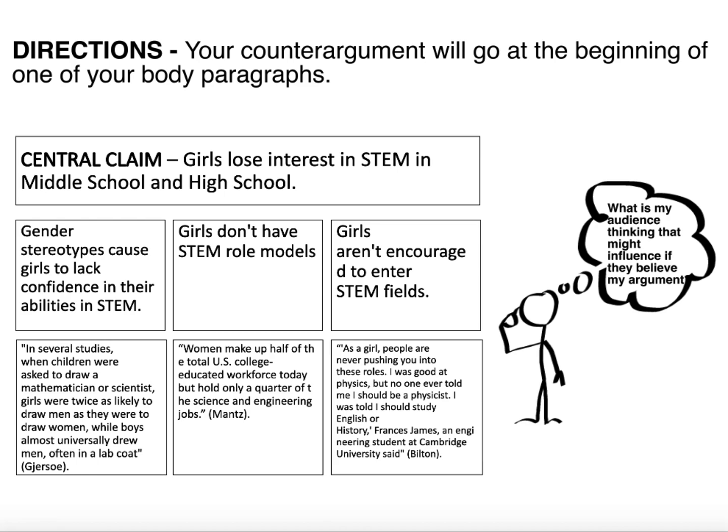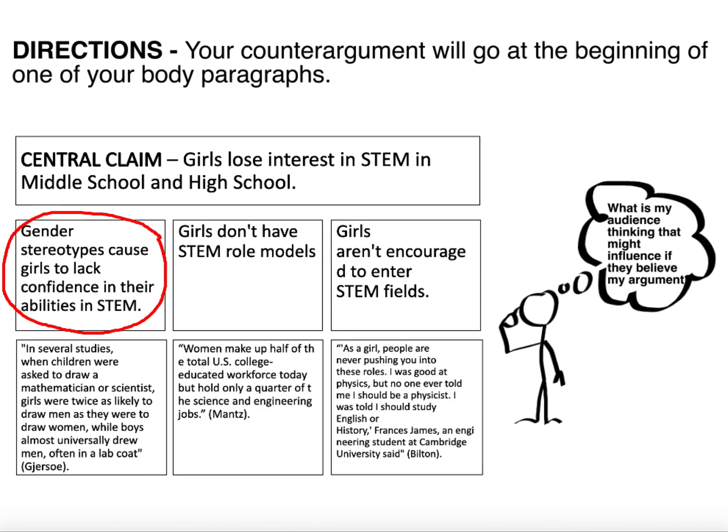So now what I want to do is I want to find a body paragraph that I could plug that right at the beginning of, that it would make sense. So I'm going to choose this first one, gender stereotypes cause girls to lack confidence in their abilities in STEM. Because I think that if someone really did believe that boys are just more naturally interested in science and math, that I can actually then acknowledge that and then argue that it's actually not because guys are more interested, it's because gender stereotypes cause girls to feel less confident in their abilities in science and math. So I'm going to try it right at the beginning of my first body paragraph.